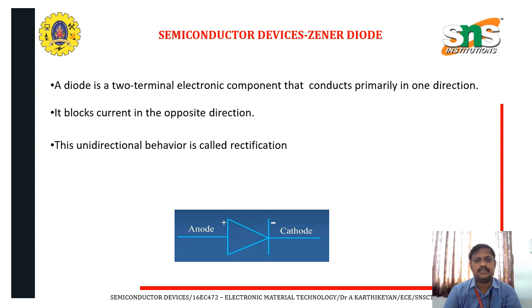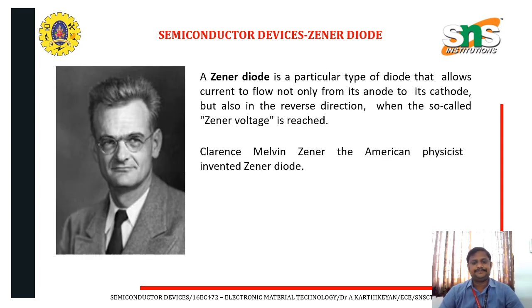It's a unidirectional behavior. It is called rectification. Mainly it's a unidirectional one, so this behavior is called rectification, and we can use it for that purpose. The Zener diode is particularly a diode that allows the current to flow not only in one direction, from anode to cathode, but it also conducts in the reverse direction at what is called the Zener voltage.